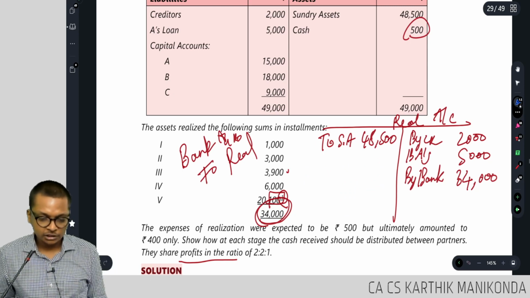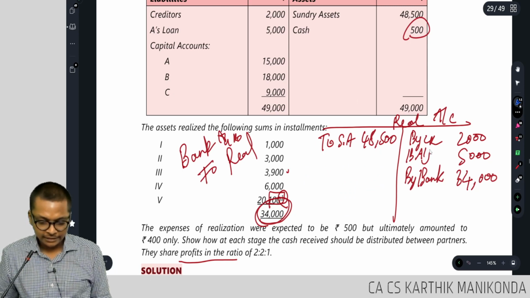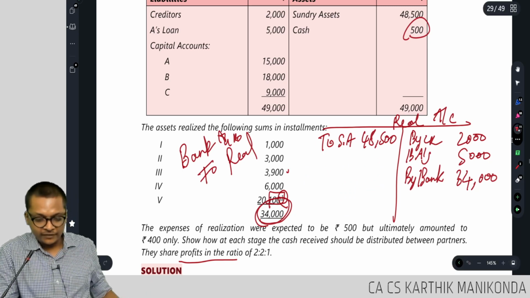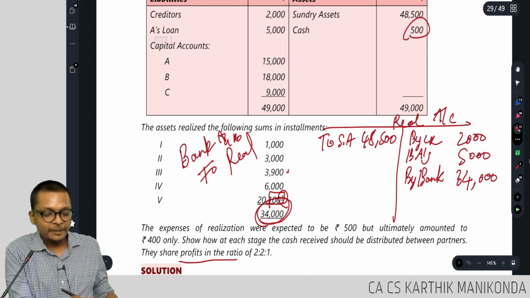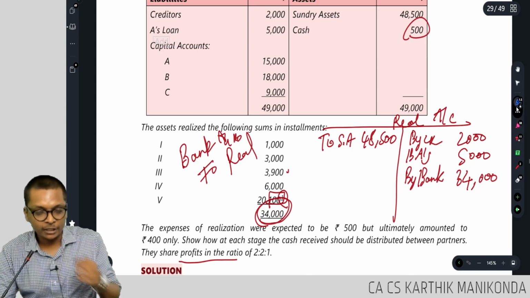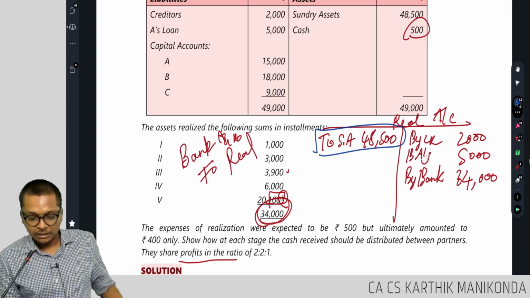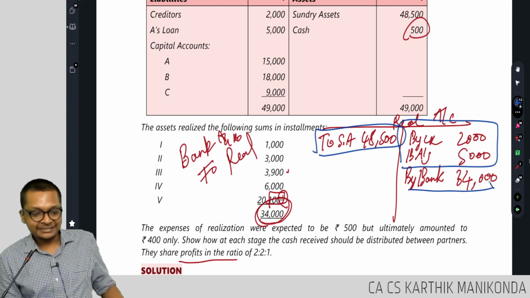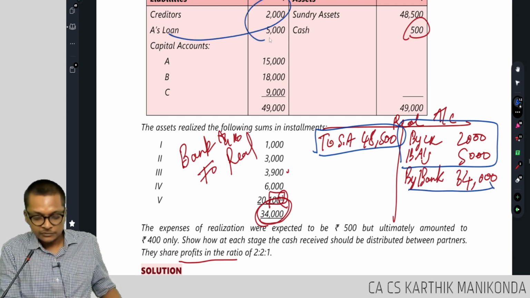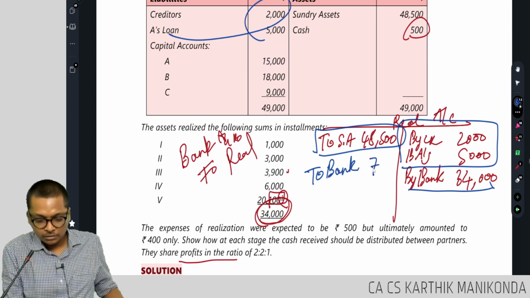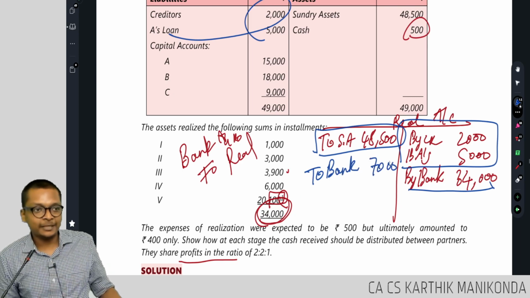Hold on one second. Cash, sundry assets, cash realized so much. After collecting this money, we have to pay these people. So the account is not yet complete. See, in the realization account, I transferred assets, transferred liabilities, and settled from assets. I have to pay liabilities too. So I will write here, to bank, how much? 7,000. Add both the liabilities.